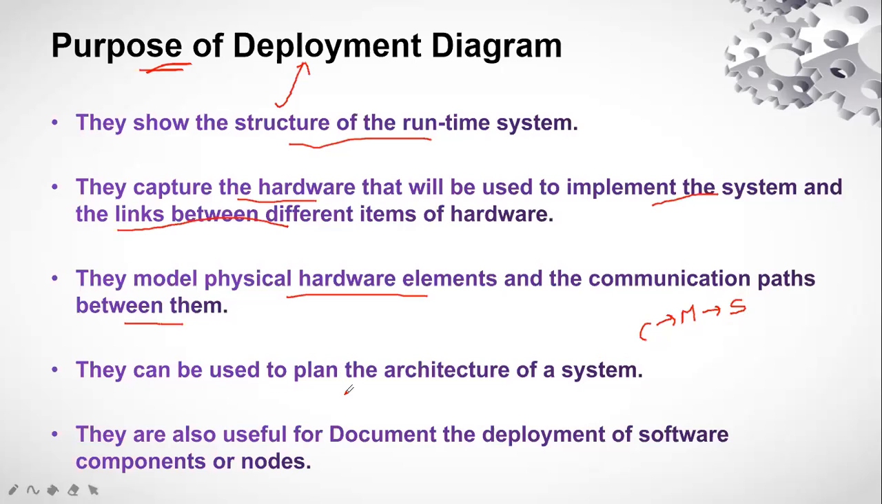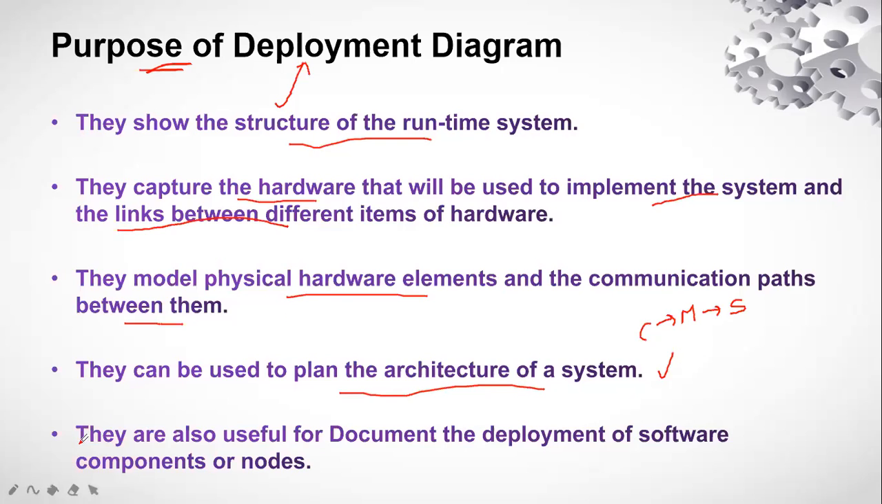Next point, they can be used to plan the architecture of a system. One more thing, it is very important: if you want to define the architecture of a system even before developing that particular system, you can design and plan the architecture with the help of this deployment diagram. So whenever you are defining the synopsis of a particular project you are working on, you can give the deployment diagram as the architecture of the system, which can give a clear understanding to the client of how the system will be structured when it is in the runtime state.